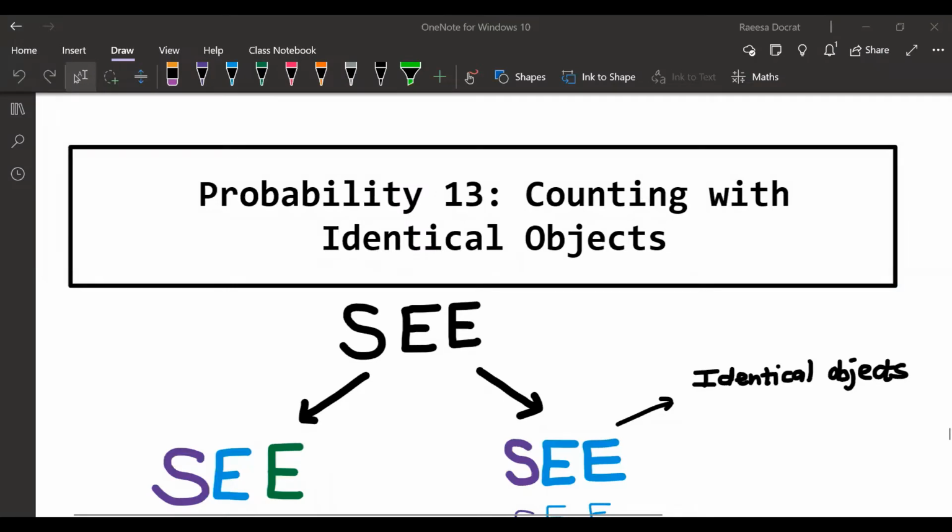Everybody, and welcome to this video on probability. In this video, we're having a look at counting with identical objects. Sometimes the things that we are counting are considered the same, and that will affect the way that it is counted. So let us first have a look at an example of this so you can understand what I am talking about.